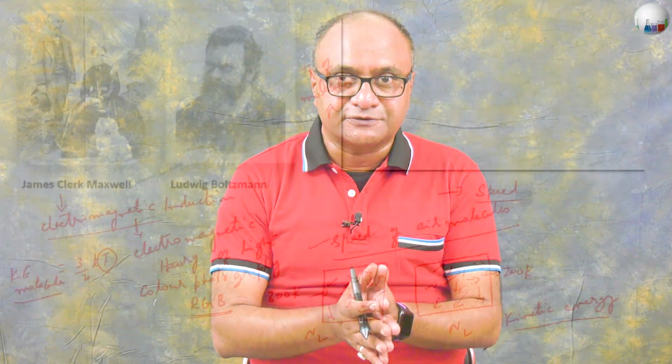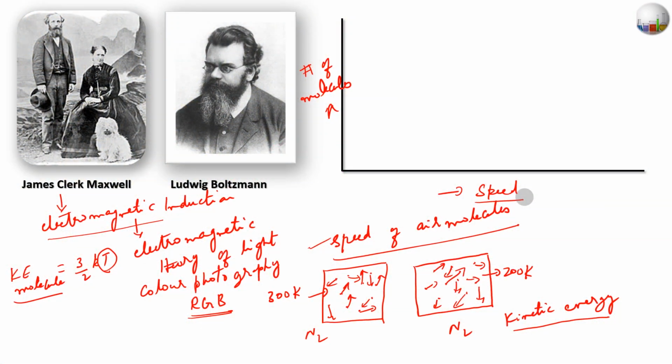Now here, different molecules will have different speeds, and the graph goes somewhat like this. So let's assume this is the graph of the 300 Kelvin one. Let's say this is 300 Kelvin.